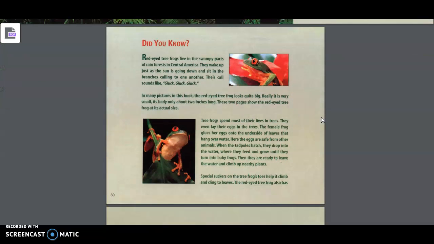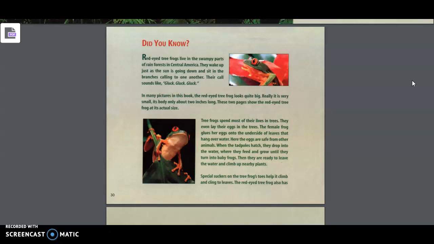Here's some more information about red-eyed tree frogs. It said, did you know red-eyed tree frogs live in the swampy parts of rainforests in Central America? They wake up just as the sun is going down and sit in the branches calling to one another. Their call sounds like gluck, gluck, gluck. In many pictures, the red-eyed tree frog looks big, but really it is very small. Its body is only about 2 inches long.